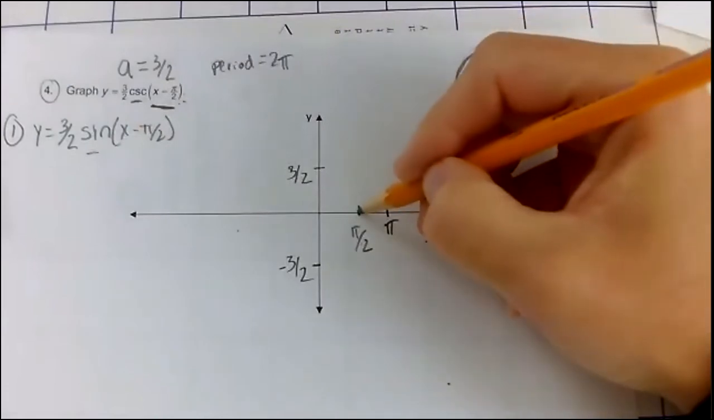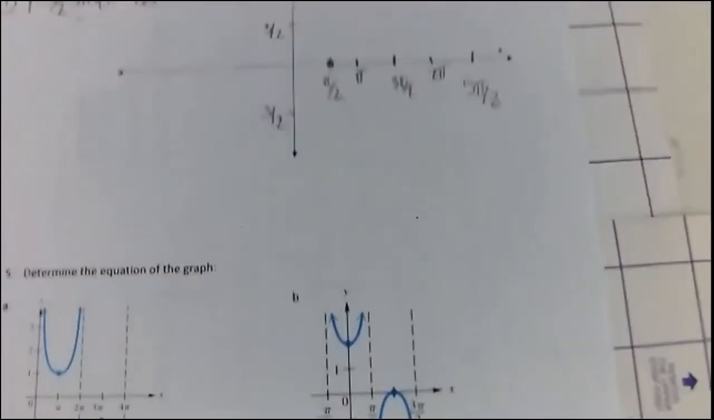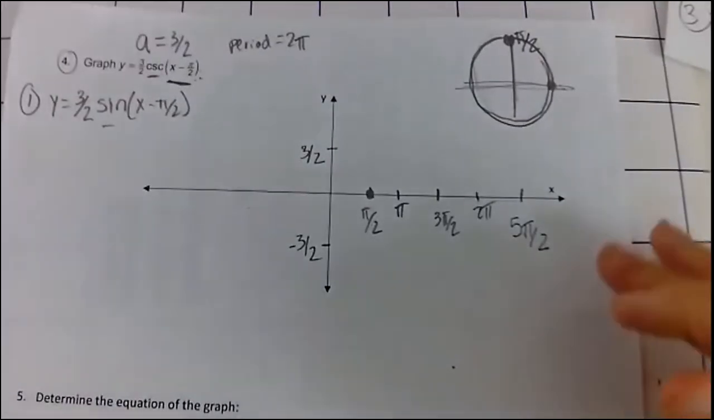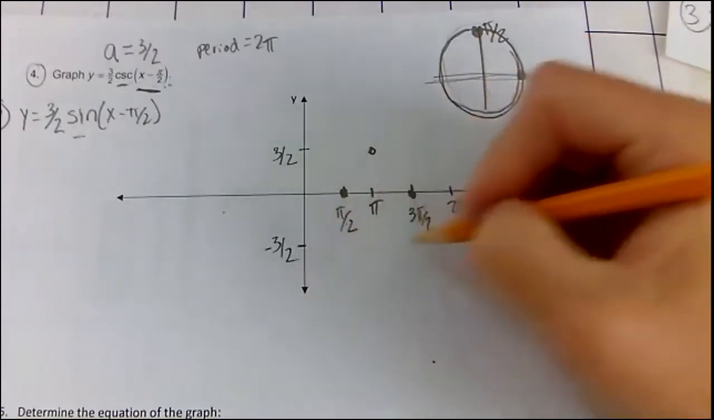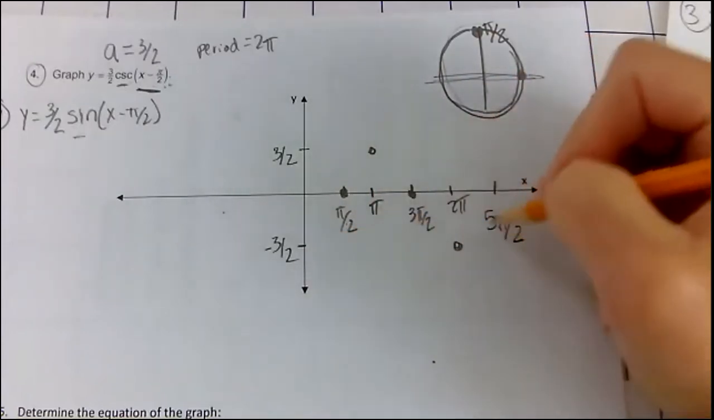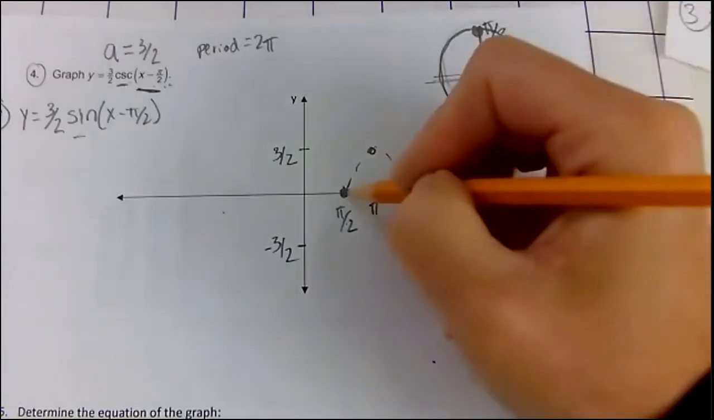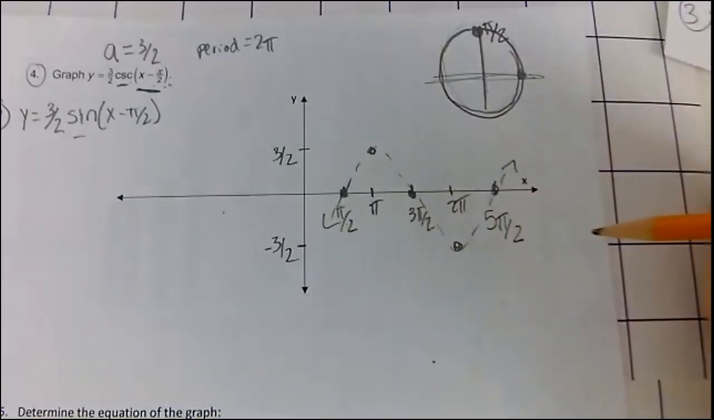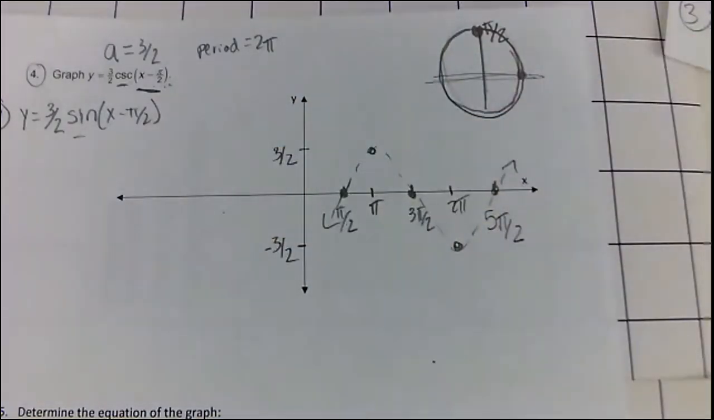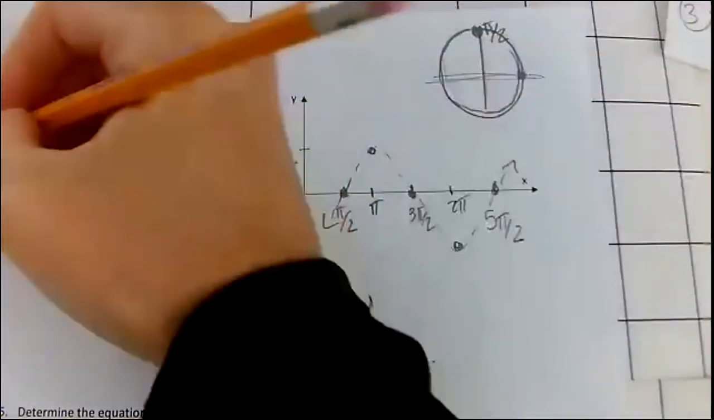So dotted line, remember sine starts at the midline. Start at the midline, goes up to the maximum, comes back to the midline, and then down to the minimum, and then back to the midline. Okay, and then we have a dotted line. All right. That's my sine graph. And I could continue it. I'm not going to require that you do. This is just the easiest way to do it.